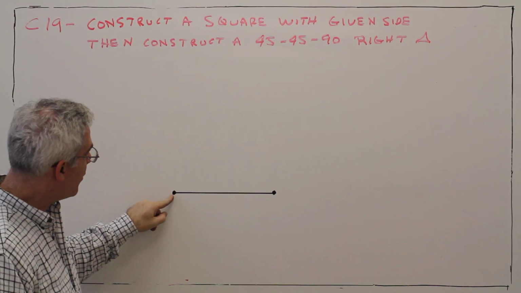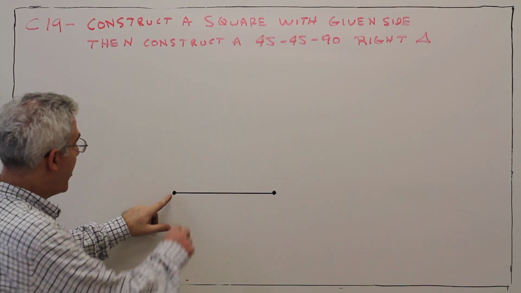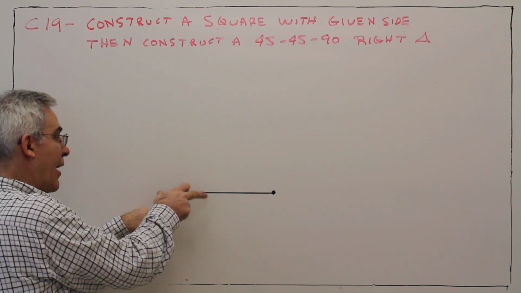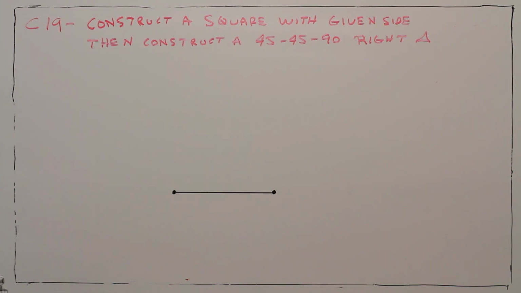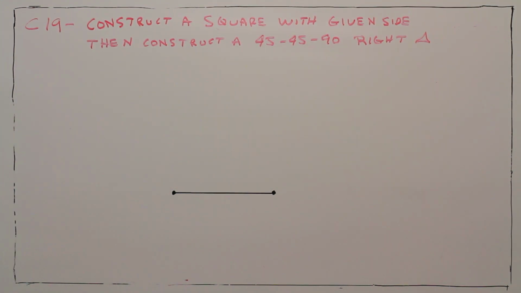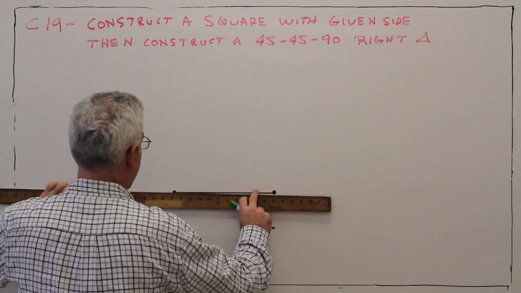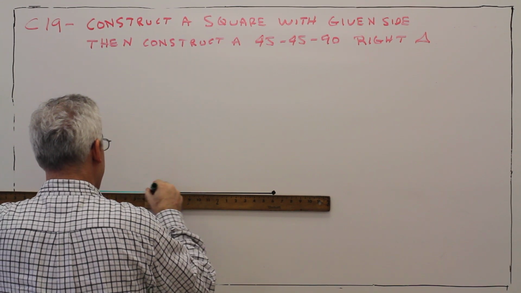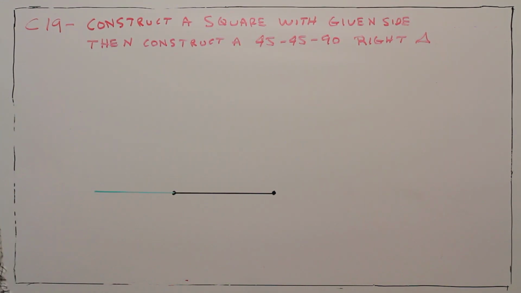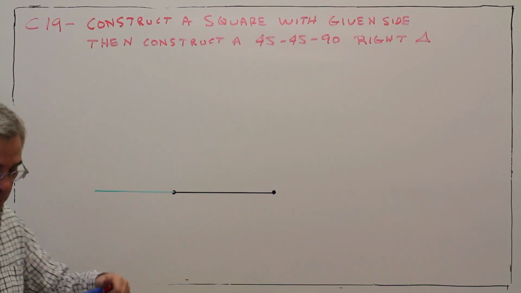What I'm going to do is extend this given segment, and then I'm going to force this to be at the midpoint and do the perpendicular bisector thing. So we've done this before in the previous lesson. So again, I will extend this segment. And then I'm going to force this to be the midpoint of that segment.